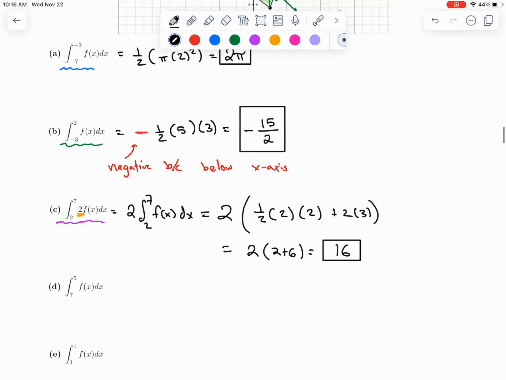So this one right here, the integral from 7 to 5, the bounds are all weird. The bottom bound is larger than the upper bound. So what we're going to do is just flip it, so tack on a negative sign out front. And that is the area of the rectangular piece from 5 to 7.